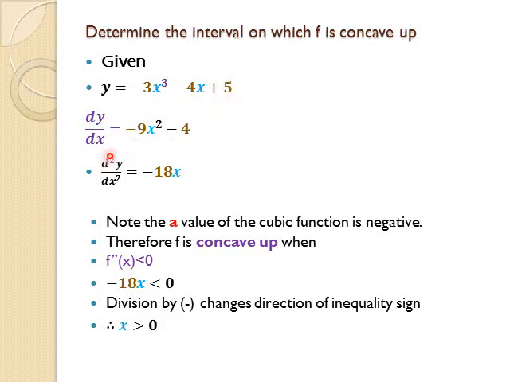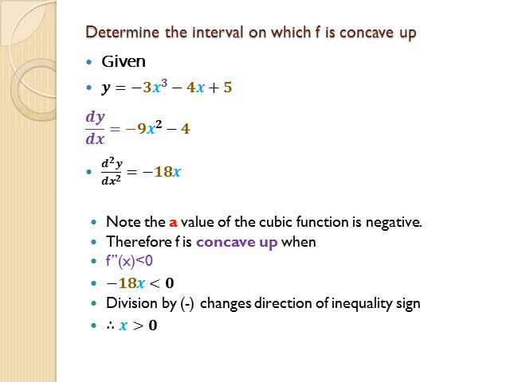Now I'm going to differentiate a second time. Differentiate y with respect to x, second derivative: 2 times negative 9 gives me negative 18, and 2 minus 1 gives me 1. The constant becomes 0, so that falls away. As I said, the a value there is negative. Therefore, for it to be concave up, it swaps around: the second derivative must be less than 0. So negative 18x less than 0. But take note, although I have 0 there, I'm dividing by a negative, so the inequality sign must change. That reads x greater than 0. So if x is greater than 0, the graph will be concave up.